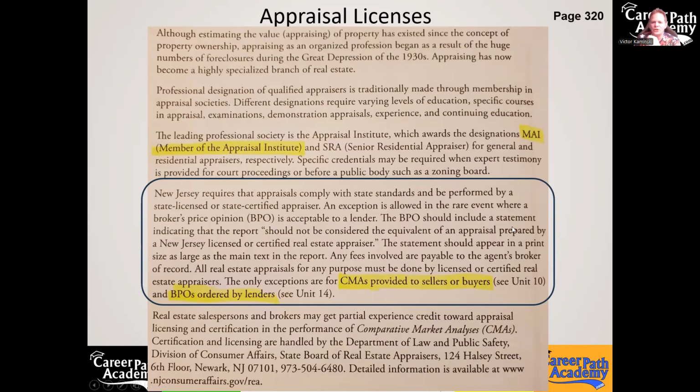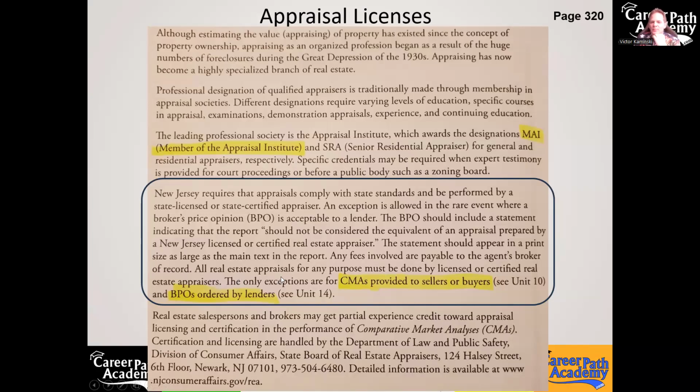Now, the BPO should include a statement that indicates that the report should not be considered the equivalent of an appraisal prepared by a New Jersey licensed or certified real estate appraiser. The statement should appear in print size as large as the main text on the report. And any fees involved are payable to the agent's broker of record, because nobody can pay you except your broker, right? You can only get paid through your broker.